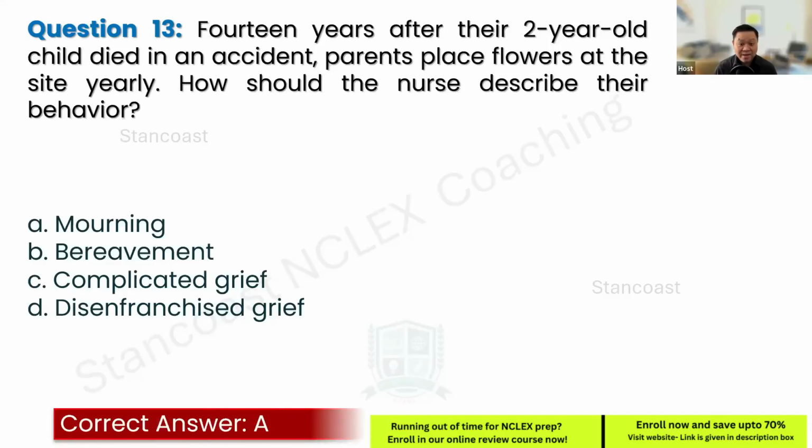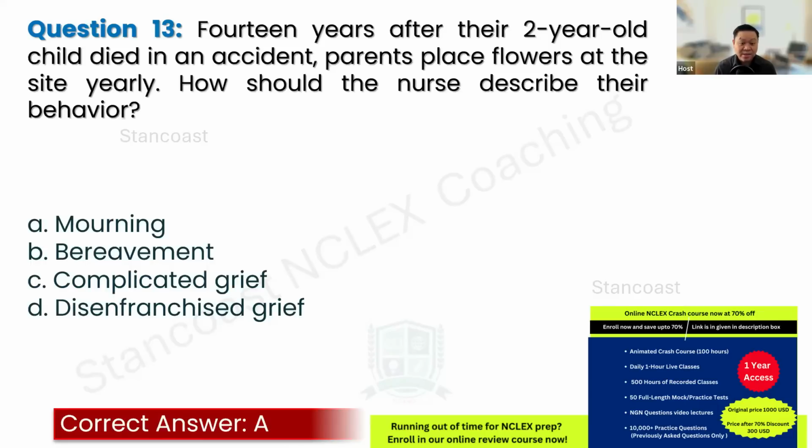The correct answer here is letter A. We know that mourning refers to the outward expressions of grief, and the act of visiting the annual ritual signifies an ongoing adaptive way to acknowledge their loss, indicating healthy coping. Now, if you selected letter B, bereavement refers to the state of having lost someone, but does not specifically encompass the active expression of grief, such as placing flowers, which is classified as mourning.